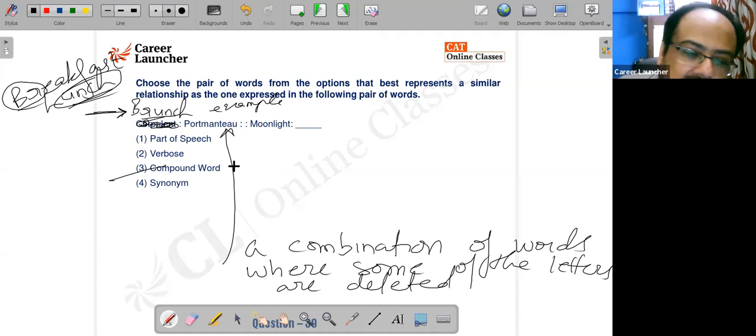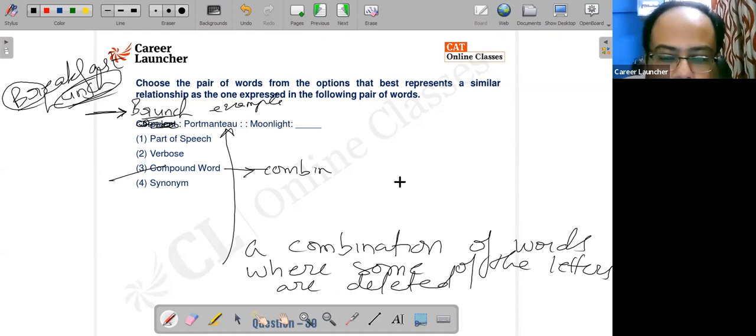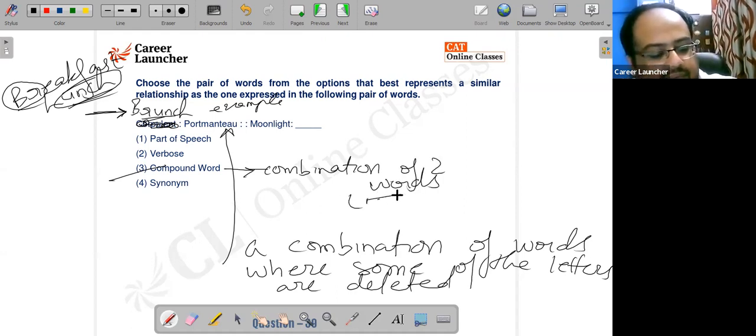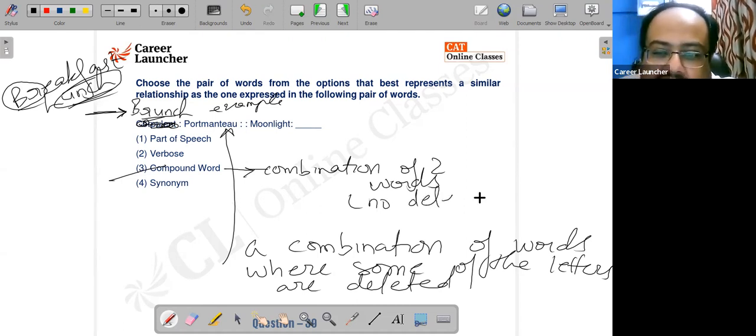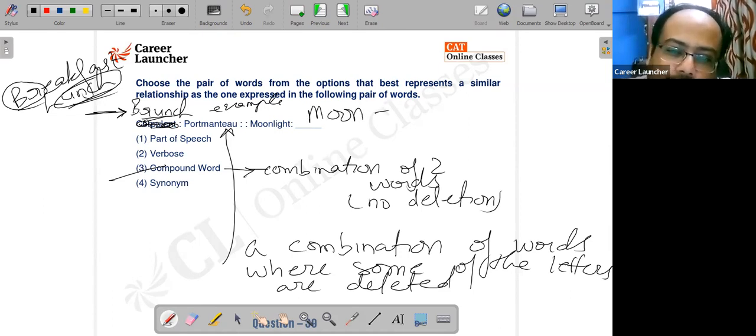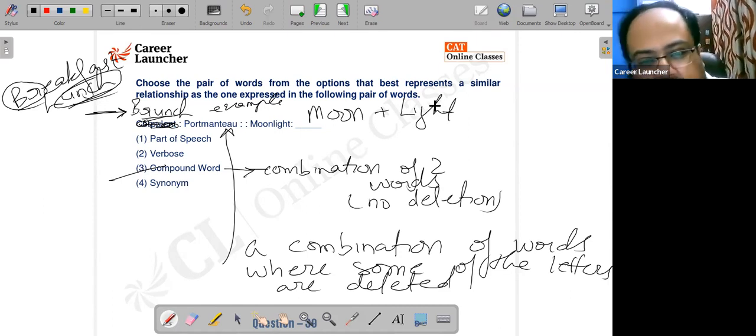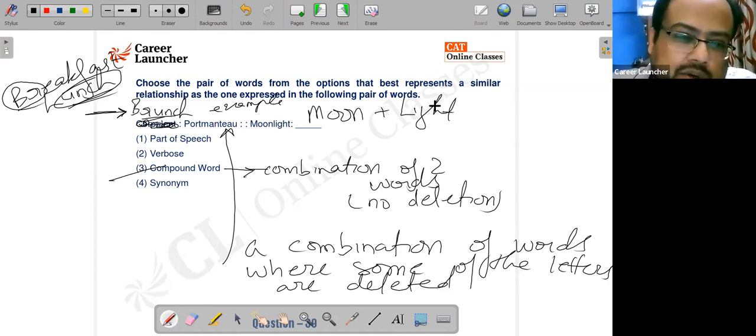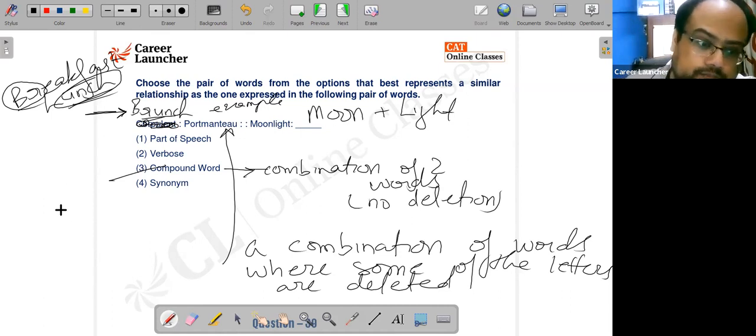A compound word is basically a combination of two words, and here there is no deletion. The difference is that in the case of a compound word, there is no deletion. So moonlight is basically a combination of moon plus light. There is no deletion over here. Moon is complete, light is complete. They have combined the two words. But in portmanteau, there is a combination with deletion.